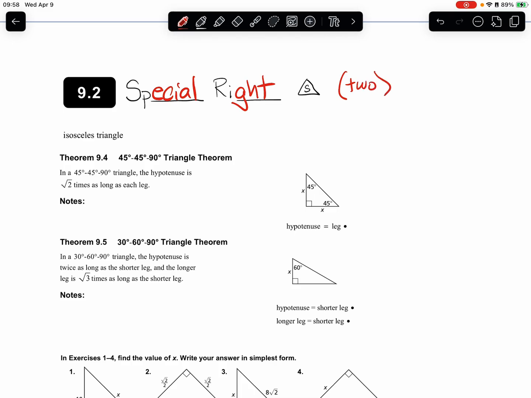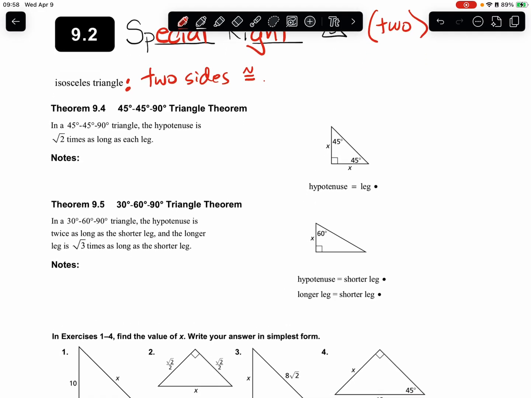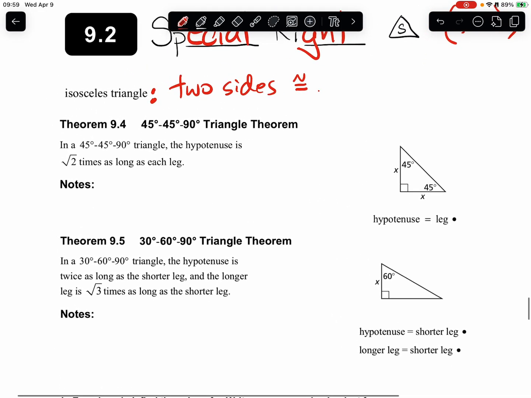First of all, reminder, what does it mean to be an isosceles triangle? An isosceles triangle is one that has two sides that are congruent or equivalent. All right, that's going to come up today in our first special. We call it the 45, 45, 90.